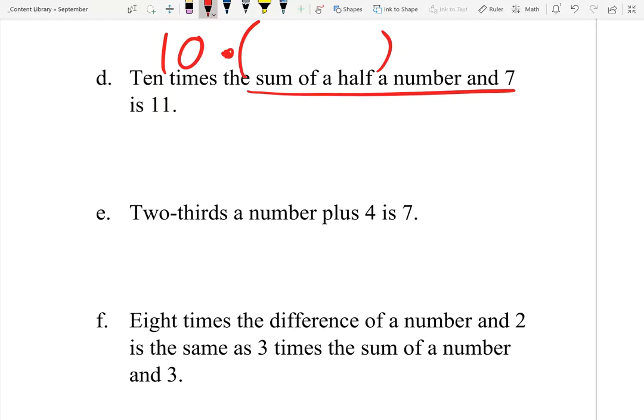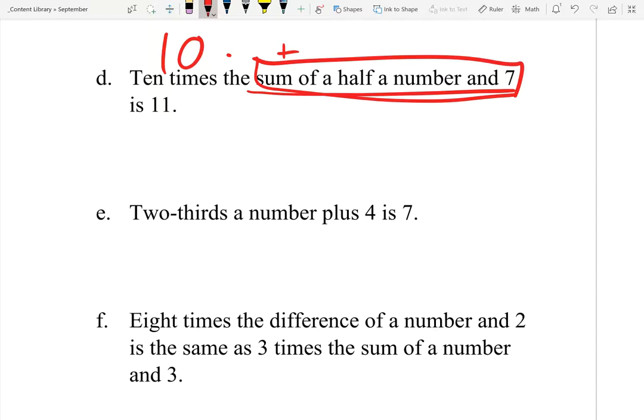So I'm going to put parentheses because I have to figure out what this expression is. What's the sum of half a number and 7? I'll come back to that 10 in a second, but I have to do 10 times this expression. So again, we know that sum means plus. So what are we adding? We're adding half a number and 7. So half a number is very interesting. Think about it like this. If you have 20, what's half of 20?